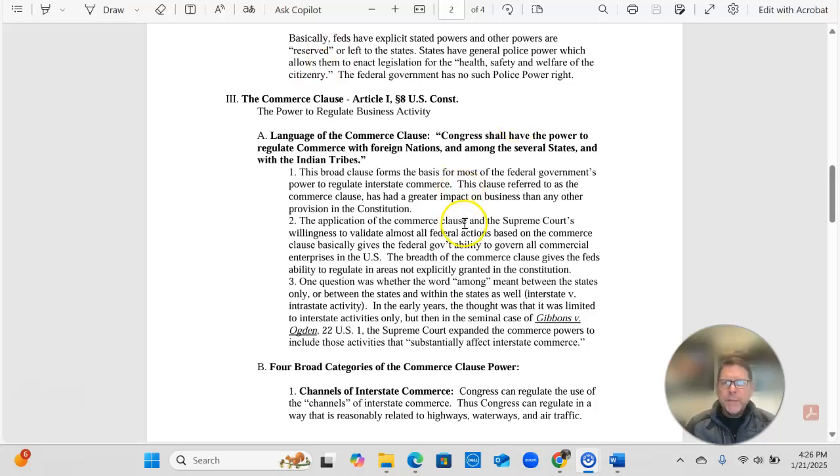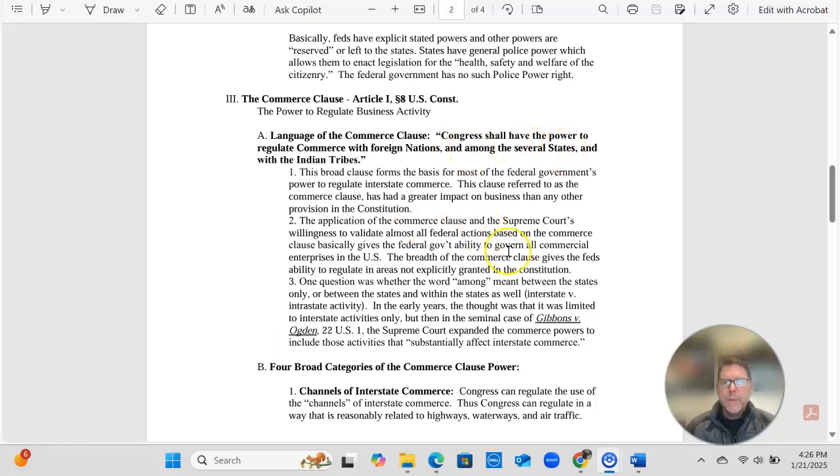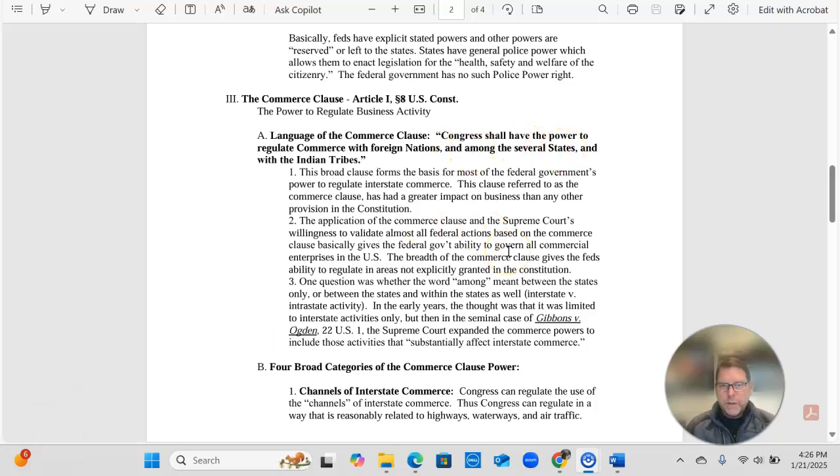The most influential, the most important language of Article 1, Section 8 is the power to regulate commerce among the several states. This broad clause forms the basis for most of the federal government's power to regulate interstate commerce and commerce within the state. Intrastate and interstate commerce. This says interstate, but I would say intrastate as well.